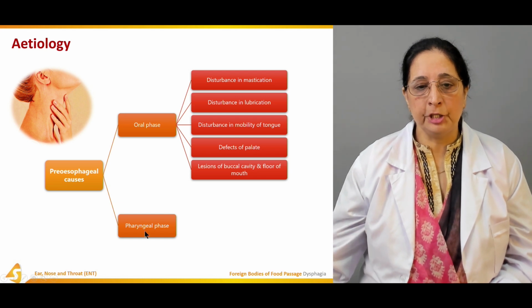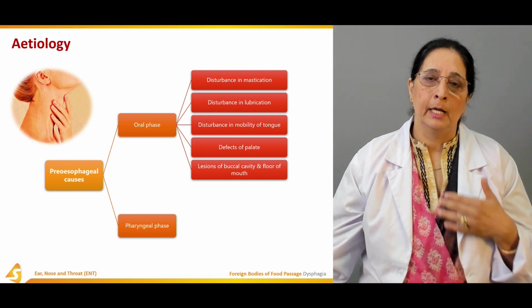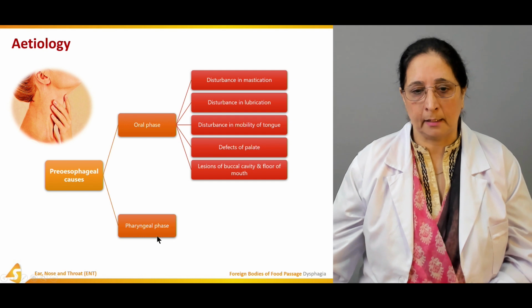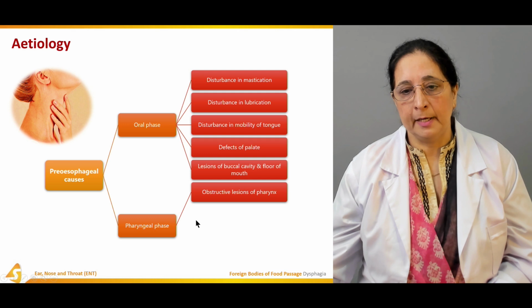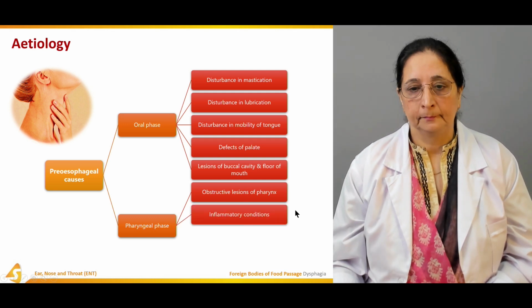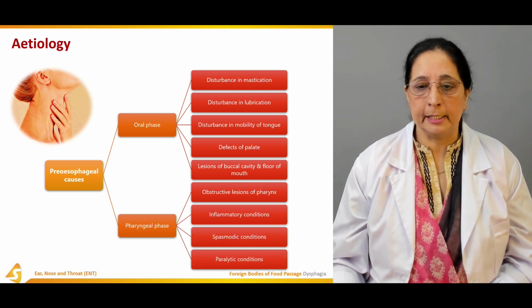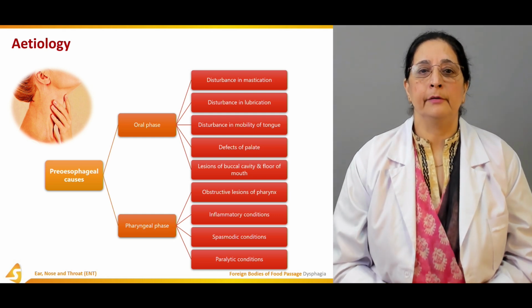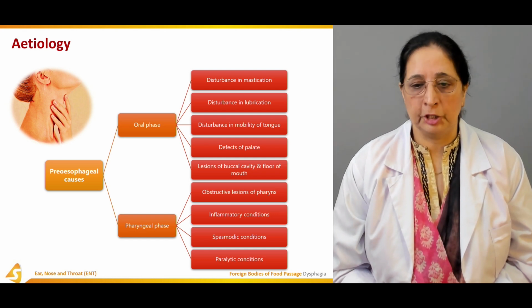Then the pharyngeal phase. Both these phases are pre-esophageal. Before the food enters the esophagus, these phases are there. We have the pharyngeal phase, and the pharyngeal phase has obstructive lesions of the pharynx, inflammatory conditions, spasmodic conditions, and paralytic conditions. All these are different conditions in which again we can have dysphagia.